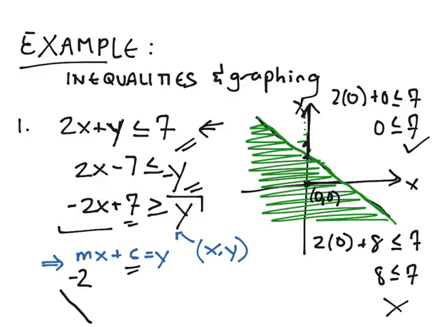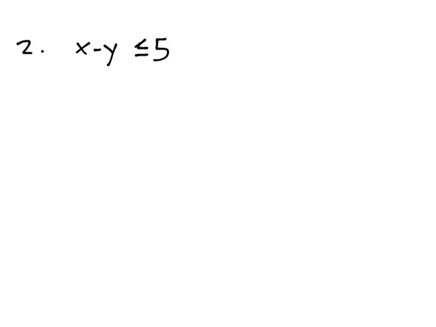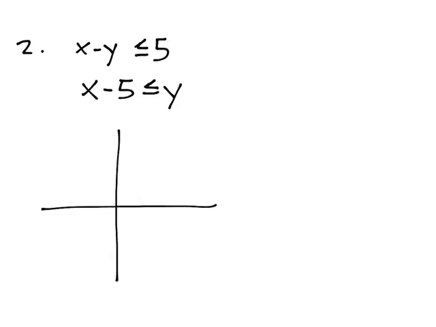Okay, let's try another inequality. x minus y is less than or equal to 5. Again, we try to make this look like our line equations from earlier, so we can graph it. x minus 5 is less than or equal to y. So here, our slope is 1, our y-intercept is -5. So we have our line something like this.